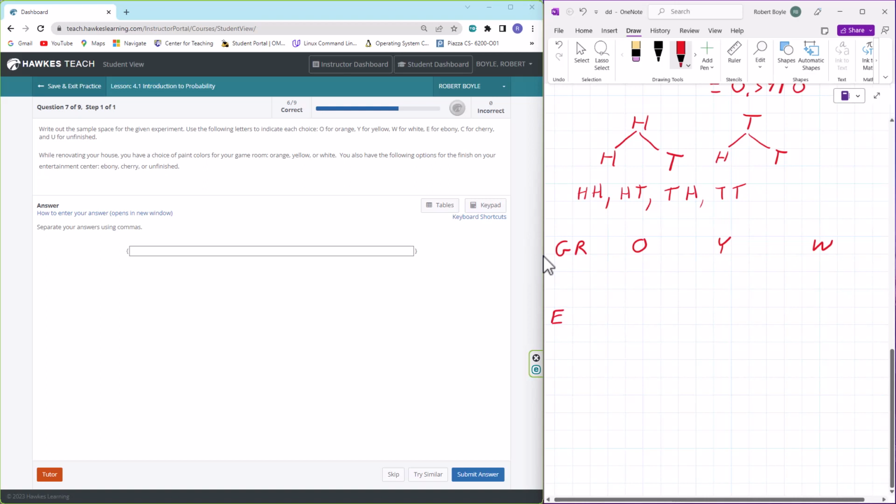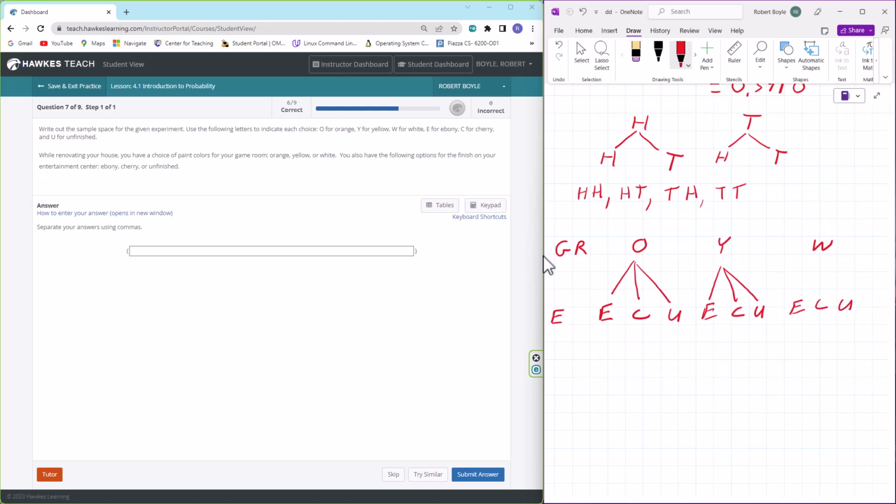Those are ebony, cherry, or unfinished. So notice that we are constructing a tree again. Ebony, cherry, unfinished, ebony, cherry, unfinished. And once again, to write out the sample space, we just go down the tree, or we just trace each branch of the tree.